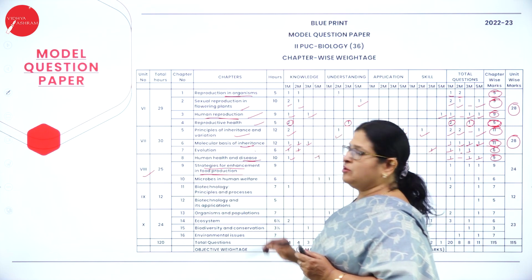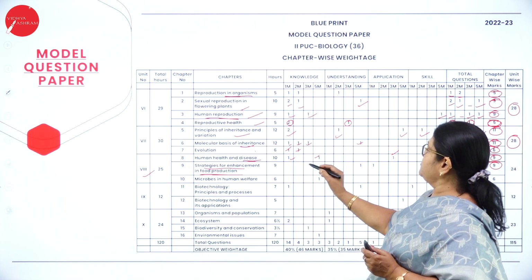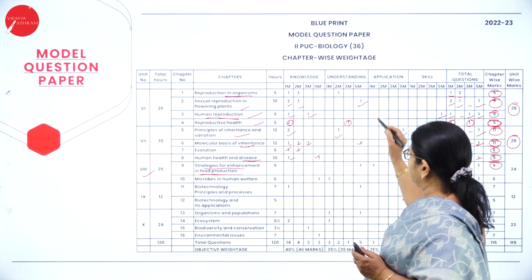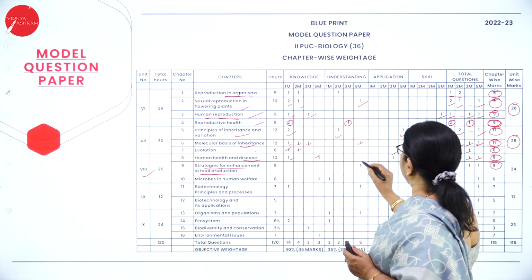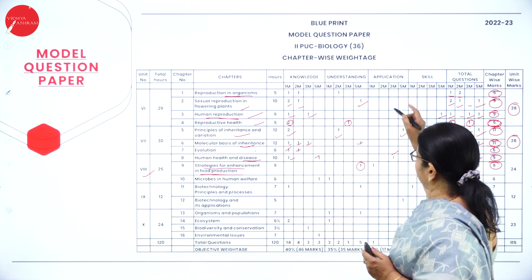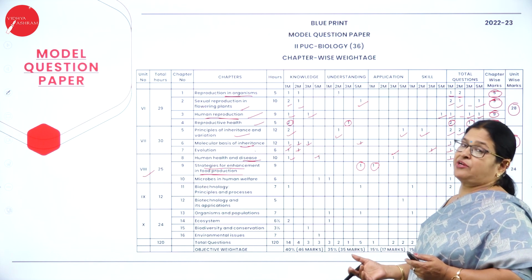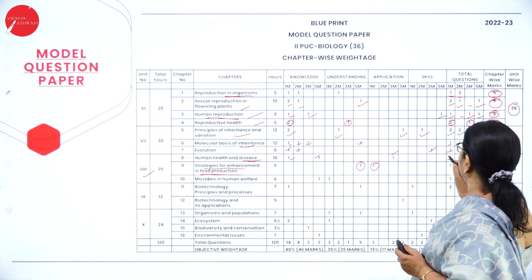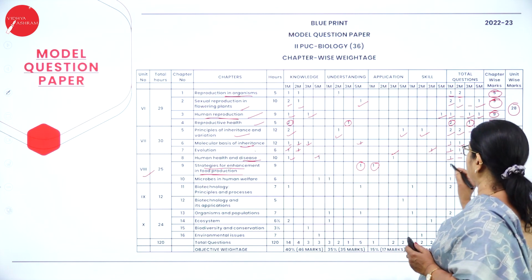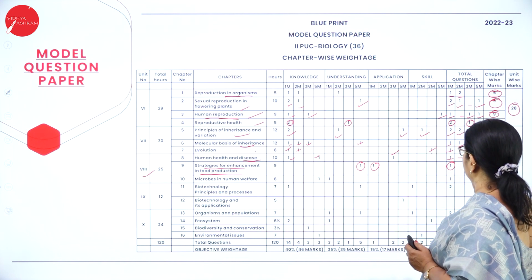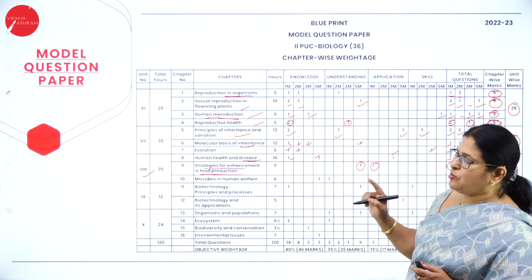Strategies for enhancement in food production, which has a weightage of 9 marks. Here, knowledge-based questions you don't have any, but from understanding you have 5 marker question 1, and from application-based you have 1 marker question, which might be in MCQs or in fill in the blanks. So total questions that are going to appear from this particular chapter: 1 marker question 1, 3 marker question 1, and 5 marker question 1. So total 9 marks weightage. So that is about Unit 8.